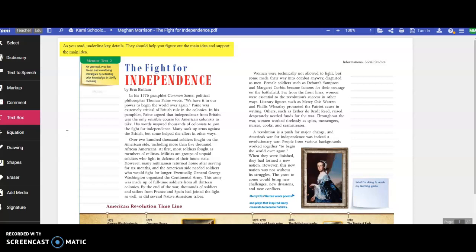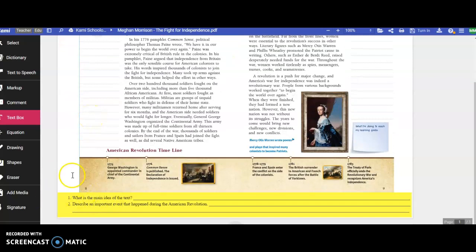So we just also want to remember there were other people in the colonies in America that affected what happened, and we want to think about what it was like for them and what perspective they had. Now, as you read, you'll underline key details just like the last text. That should help you figure out the main idea, because then at the bottom you're going to need to tell me the main idea and describe an important event that happened during the American Revolution.